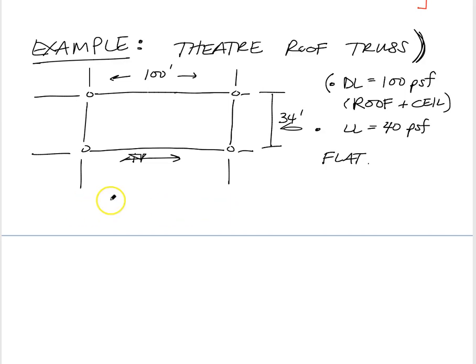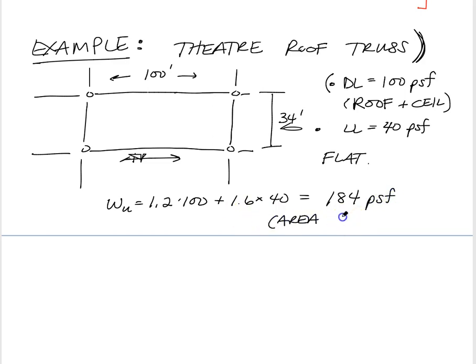And so the ultimate is going to be 1.2 times the dead load plus 1.6 times the live load. So that gives us a total of 184 pounds per square foot. So there is our area load. And so that's what's going to be occurring in that area on that roof plan.